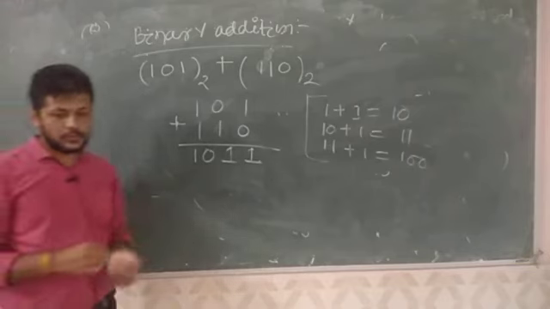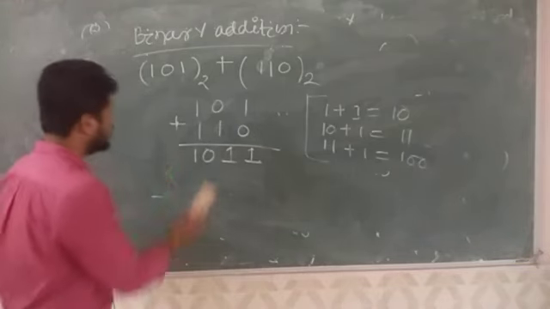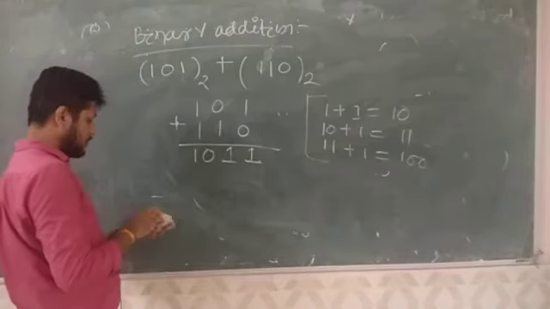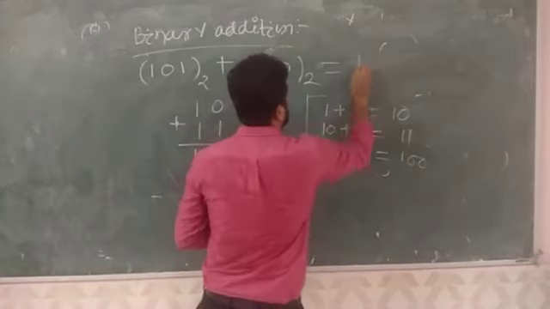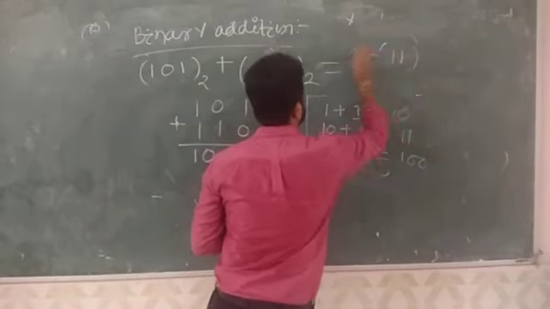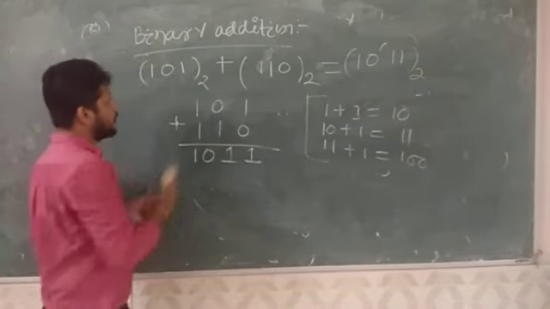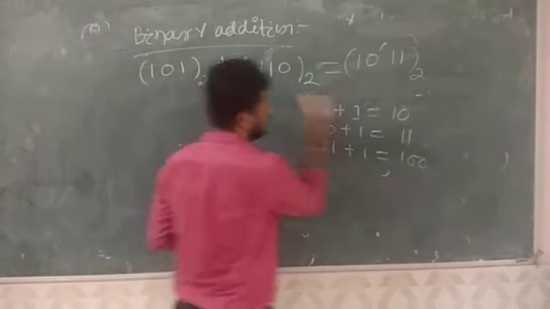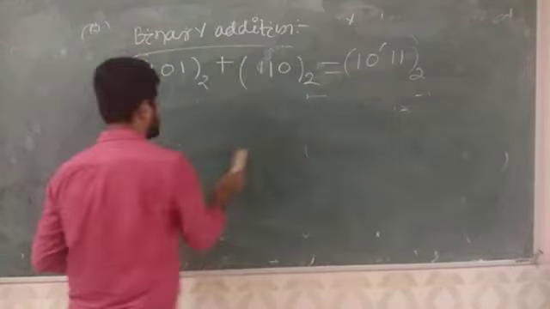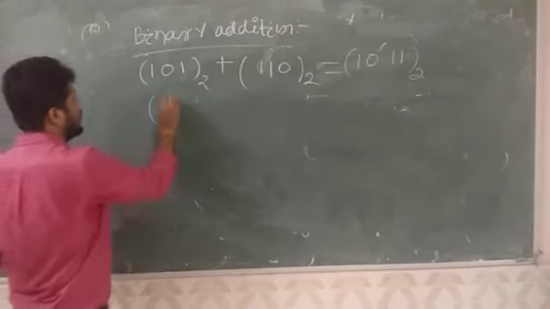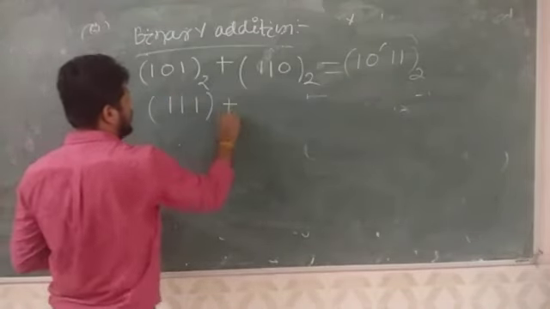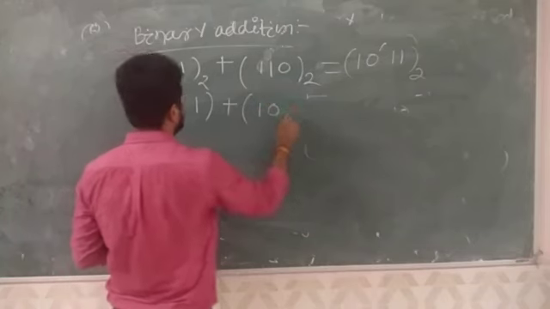We will see how this is coming. So if I add these two numbers, 101 plus 110, the answer will be 1011. One more example we will see: how to add 111 plus 111.